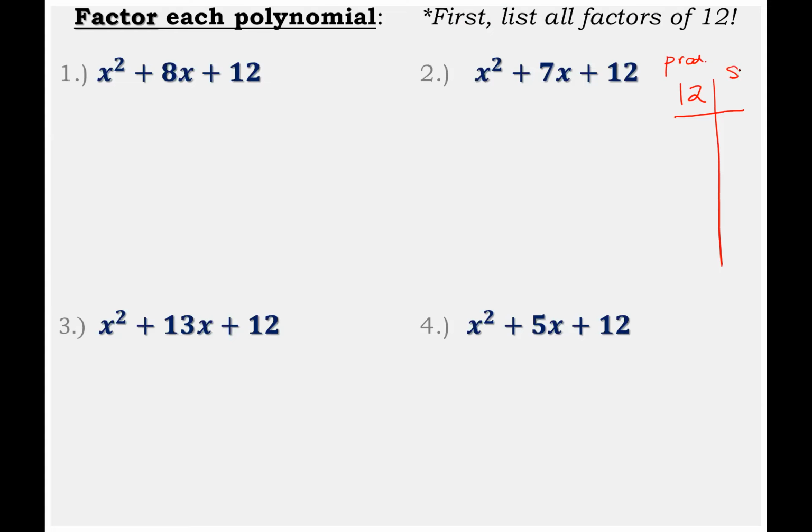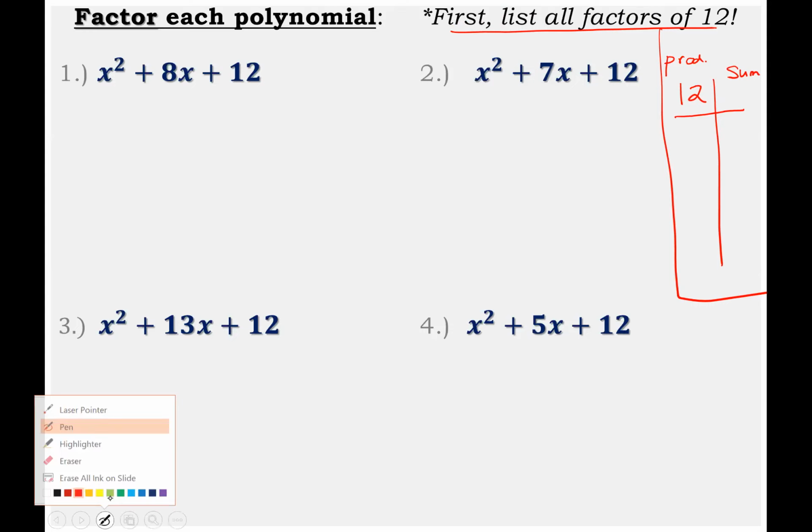And then my sum, it's going to be different for each problem, so I'll leave that blank. So let's make a list of factors of 12, off to the side here. We'll start with the one that we always forget about, which is 1 times 12. It's probably not the first one you thought of, but I like to list that one first, just to keep things in order.